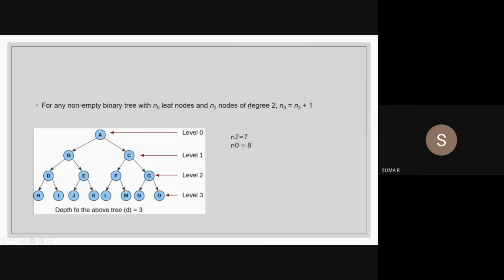So n0 is equal to n2 plus 1. 8 is equal to 7 plus 1. So the condition is also proved to be true. So these are some of the basic properties of binary tree.